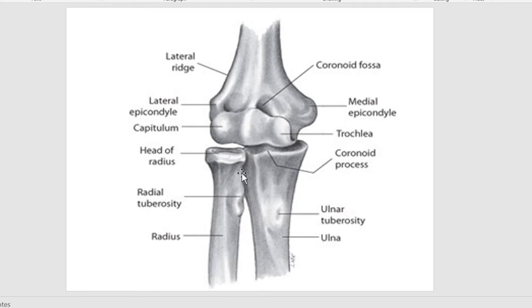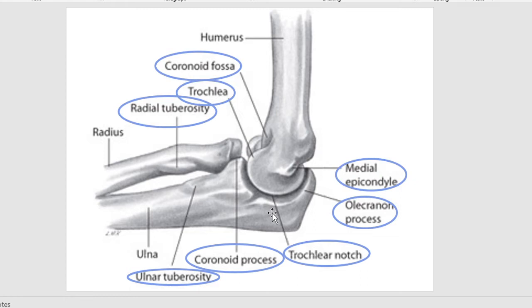So when the elbow flexes, the coronoid process moves into the coronoid fossa. So this is the lateral view. You have the ulna here. So we have the olecranon process. When you extend, the olecranon process moves into the olecranon fossa at the back of the humerus. When it flexes, the coronoid process moves into the coronoid fossa. So you have the trochlear notch.